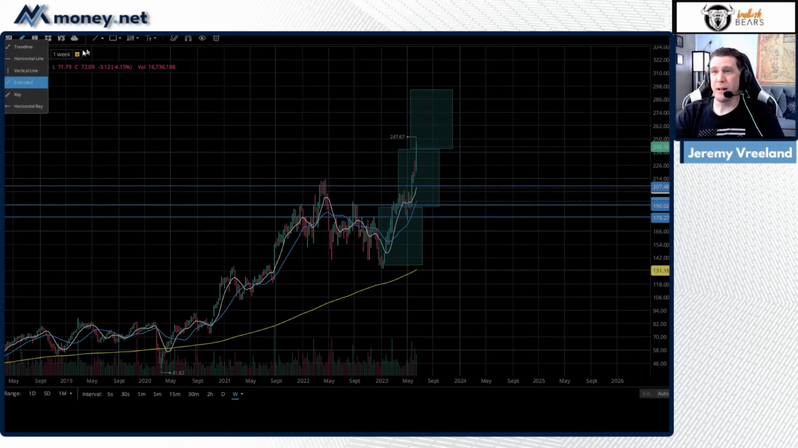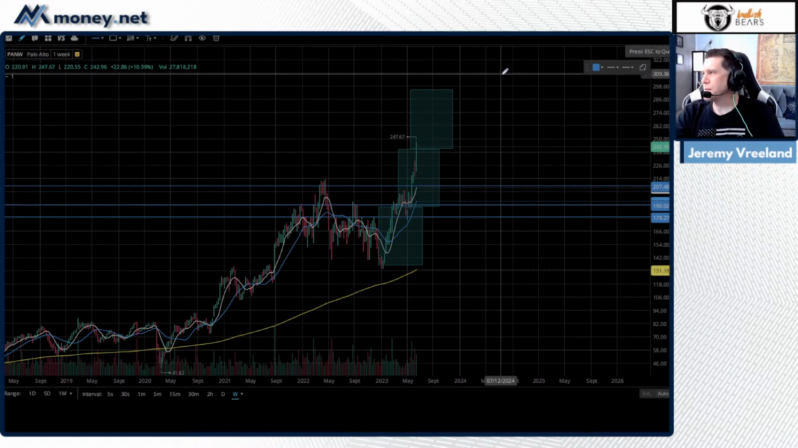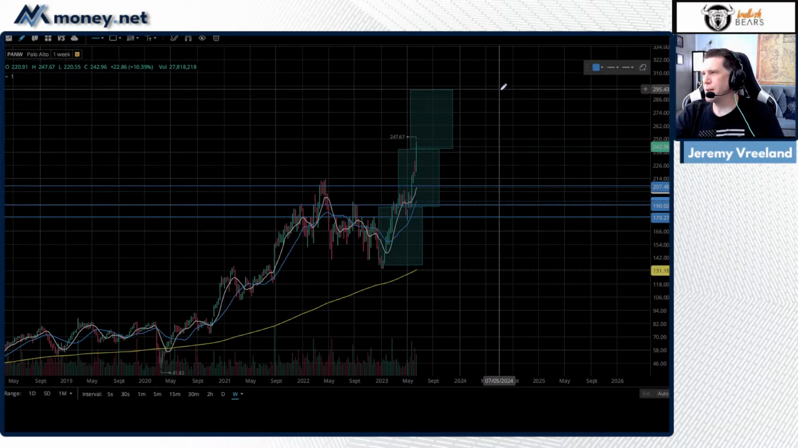Let's draw that, and then I'm going to put some boxes on and see where we're looking. Kind of funny how it comes right to that 2-for-1. Just about $5 off.